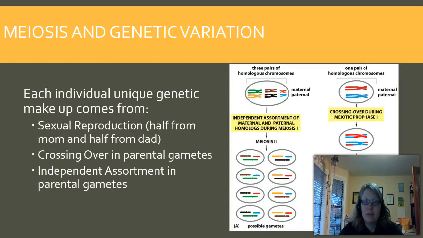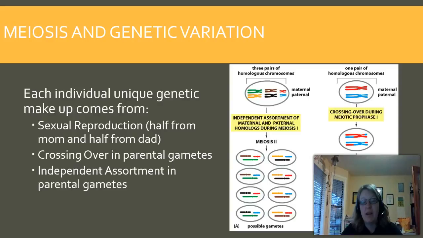Alright, the root of all this comes back to genetic variation. We already talked about that. Genetic variation is what allows species to survive in an ever-changing environment and allows evolution to move forward. And meiosis is how we get that genetic variation. There are 3 things that help these individual genetic variations come to be and how we all can be unique, and it's through sexual reproduction.